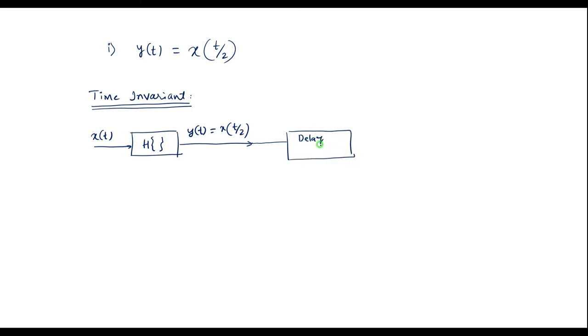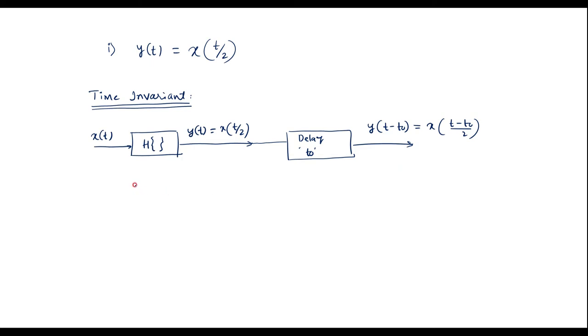This is the delay system, which provides a delay of t0 unit. Then the output of this delay system will replace each t by t minus t0. I can get it as y of t minus t0 will be equal to x of t minus t0 divided by 2. So we have shifted the output signal by t0 unit.